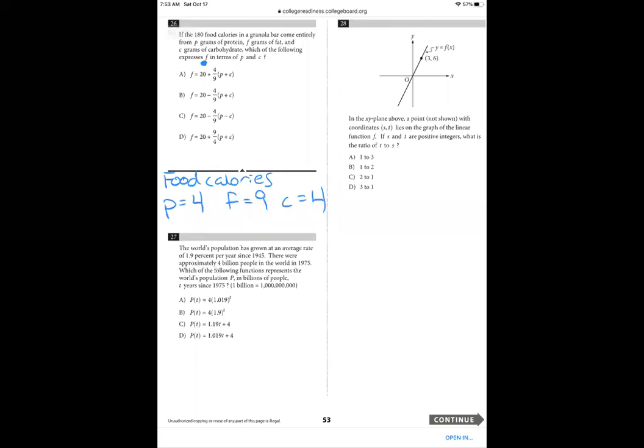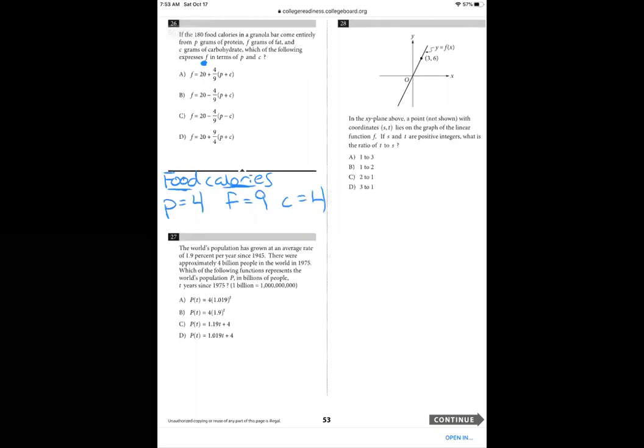We are told that we have 180 calories in a granola bar. So we need to start with an equation that connects all three variables, the protein, the fat, and the carbohydrates, to get this 180 food calories in a granola bar. So if we know that these are the food calories for each of those three variables and it's 180 total, you can write your equation and then solve it for F.